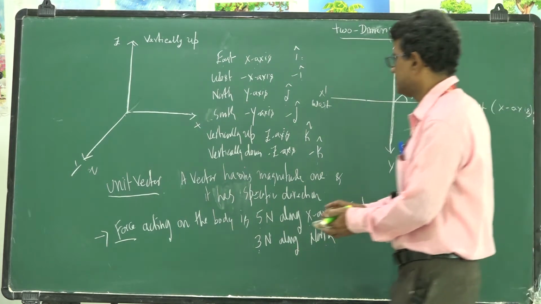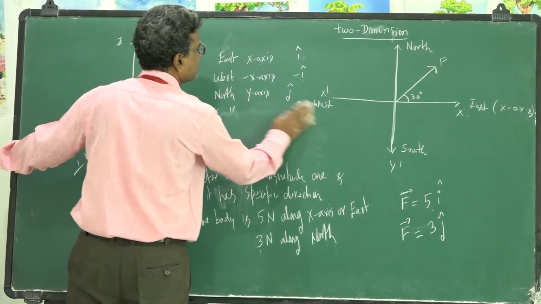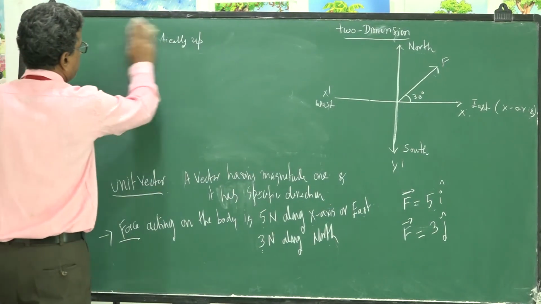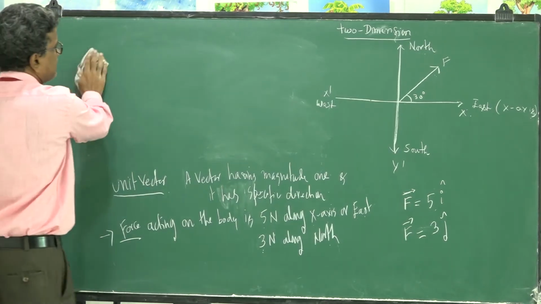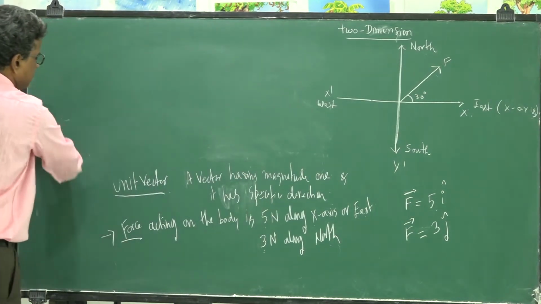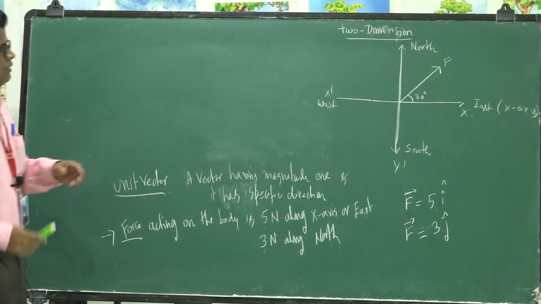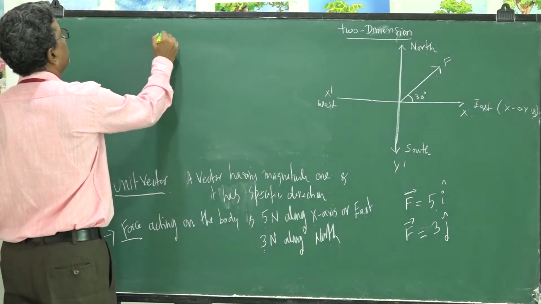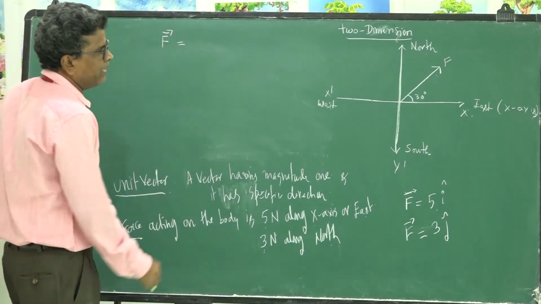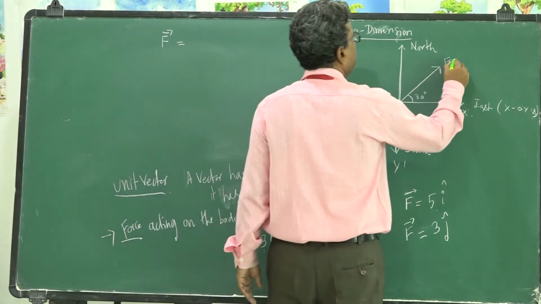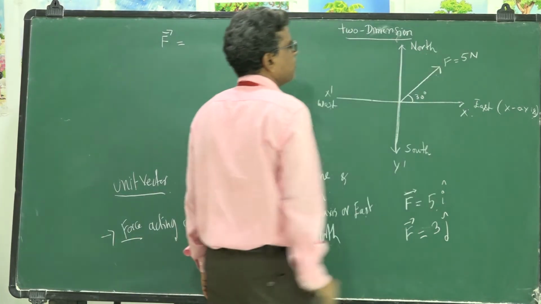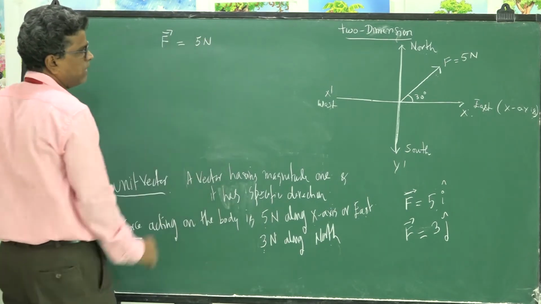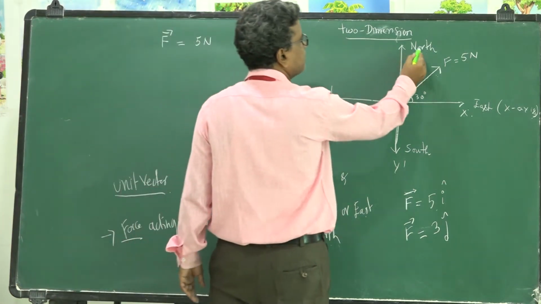How can we represent this? The force acting on the body is F bar, and let its magnitude be 5 newtons. This is north, and this is east.